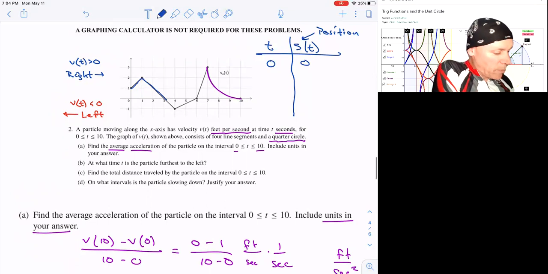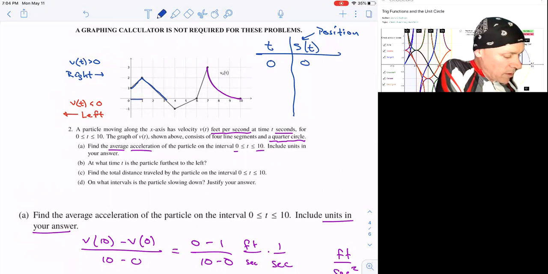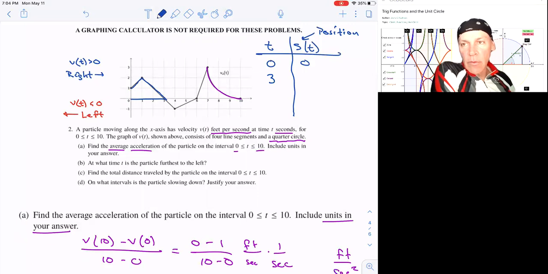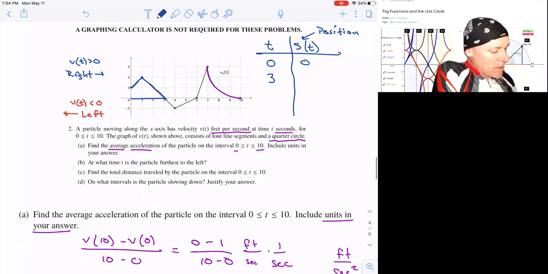Well, it starts moving to the right because velocity is positive. And so in this interval from 0 to 3, our particle moves to the right. Well, how far to the right does it move? The distance it moves to the right is going to be given by the area under the velocity function above the x-axis. So I'm counting squares.